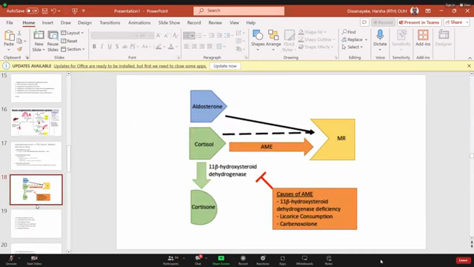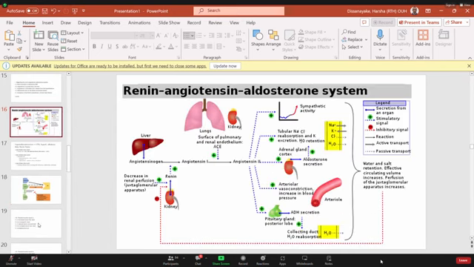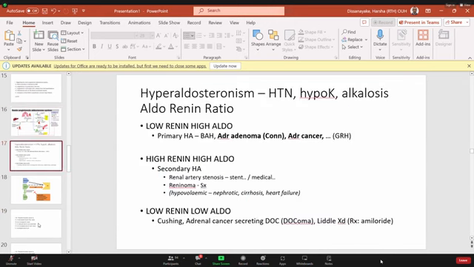Okay. Did you understand that? Is that easy? So you need to remember the physiology of the renin aldosterone mechanism. Then you need to understand low renin hyperaldo phenotypes and how to investigate and manage.